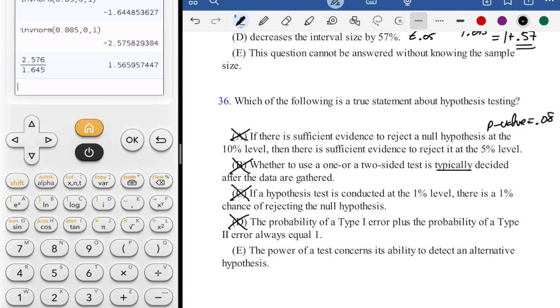The power of a test concerns its ability to detect an alternative hypothesis. That's the true one. And when they say detect, they're really just saying making it easier to reject the null hypothesis, which is in effect kind of associating with the alternative.